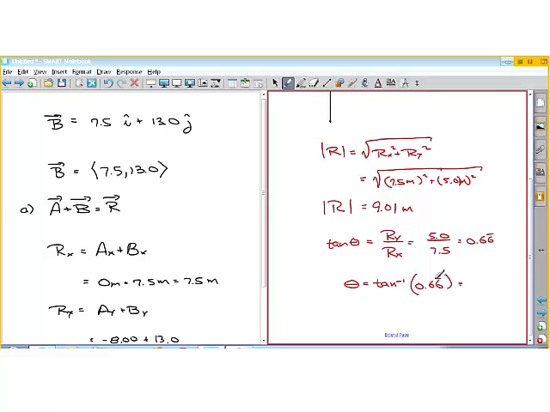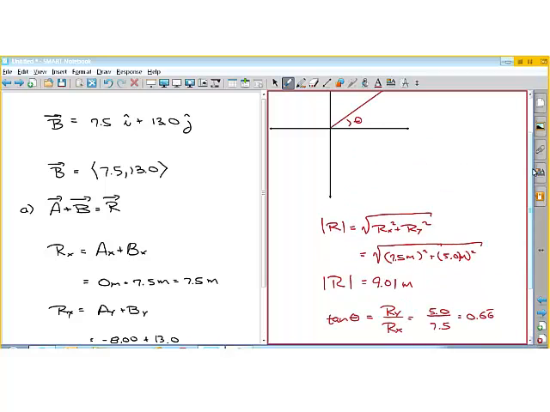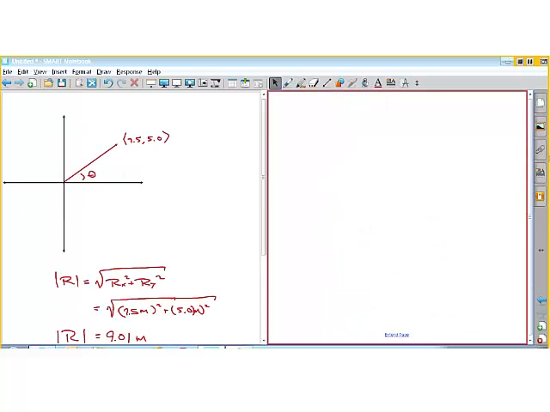So the inverse tangent of 2/3 is 33.7 degrees counterclockwise from the x-axis. Okay, so that's the answer they're looking for in the first part: 9.01 meters, 33 degrees. Okay, so that's the first part. The second part, part B, asks for the vector sum of B and A.